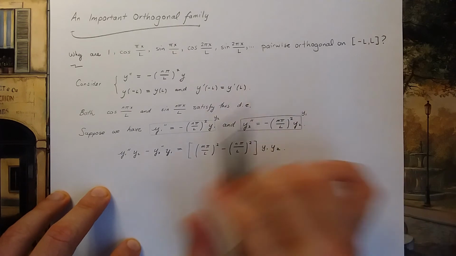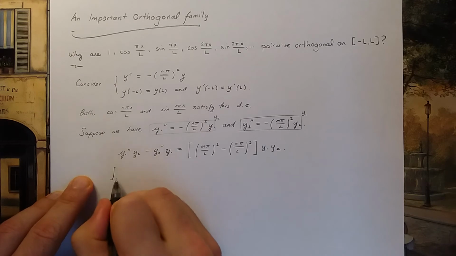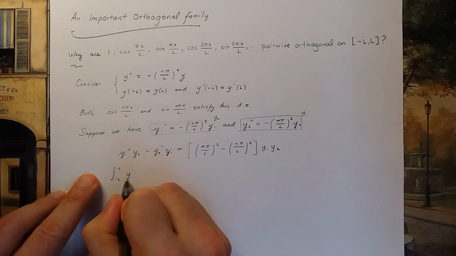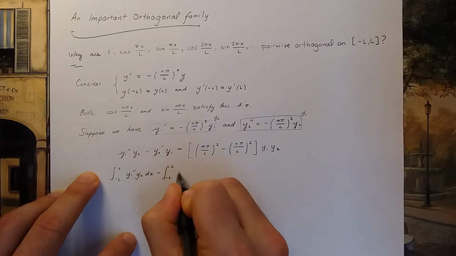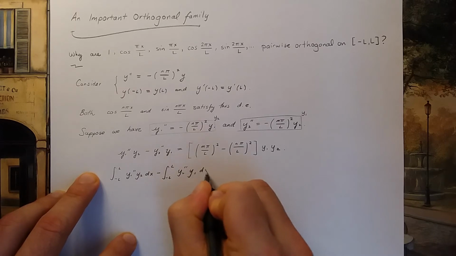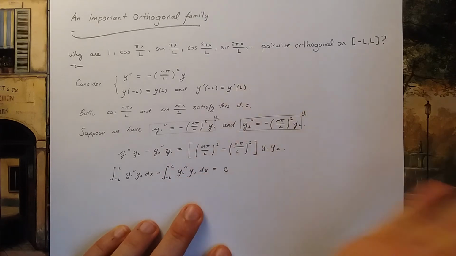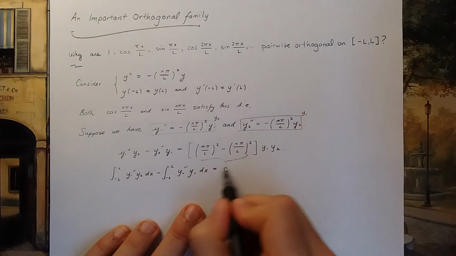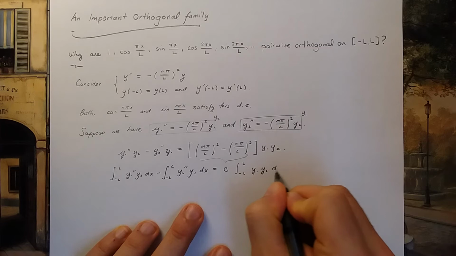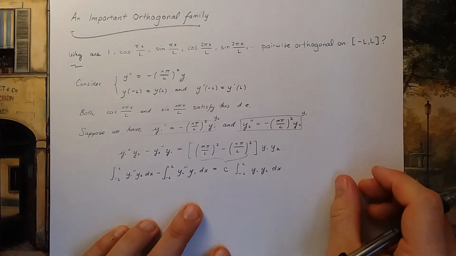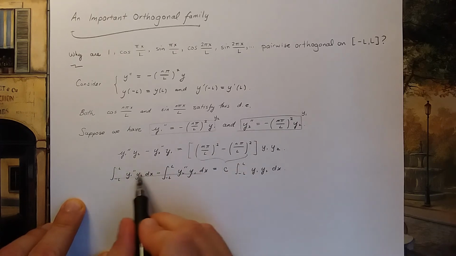Next, I will integrate both sides on the interval from negative L to L. So the integral from negative L to L on both sides gives me the integral of y1 double prime y2 dx minus the integral from negative L to L of y2 double prime y1 dx. And just so I don't have to keep writing this long expression down, I'm just going to put c. It's some constant, so that's my constant c here, times the integral from negative L to L of y1 y2 dx. So this side I'm going to integrate by parts. Each term I'm going to integrate by parts.